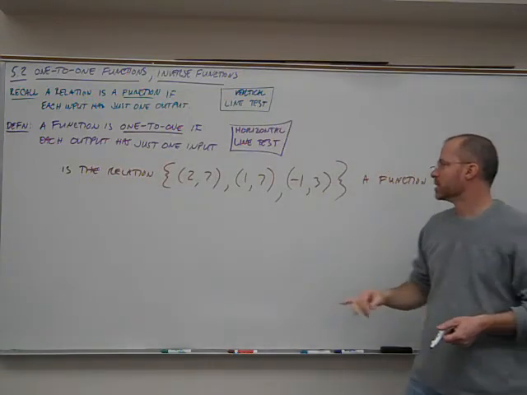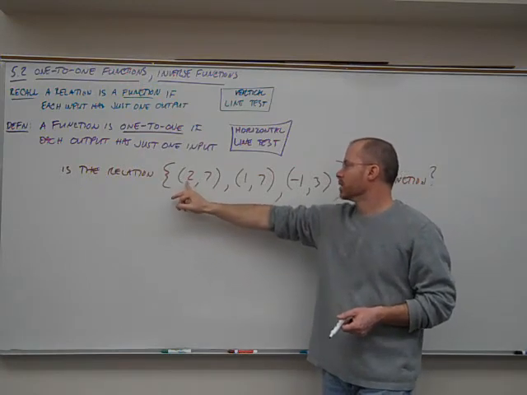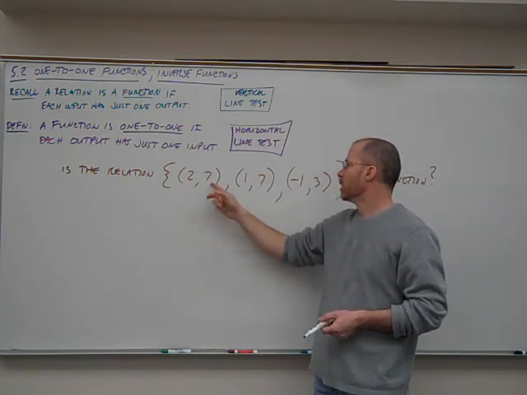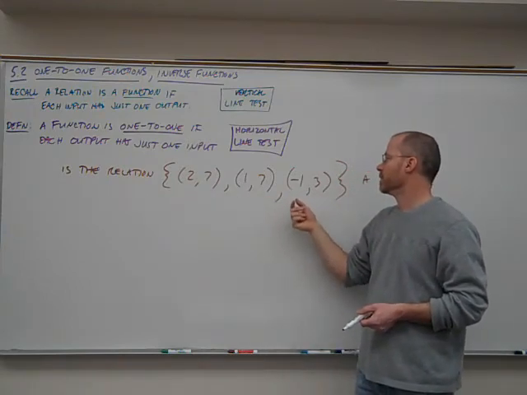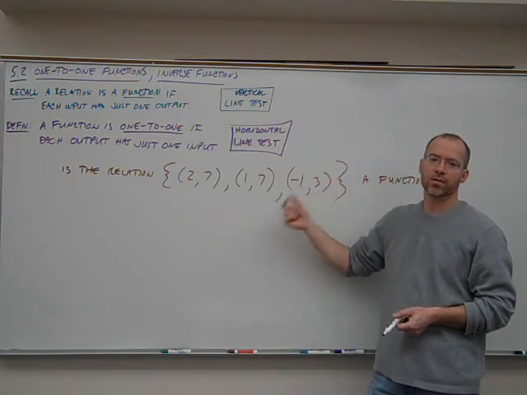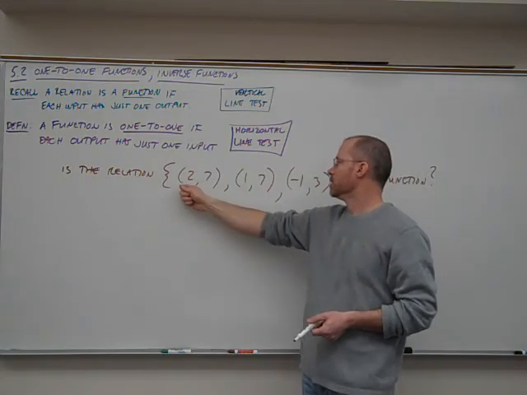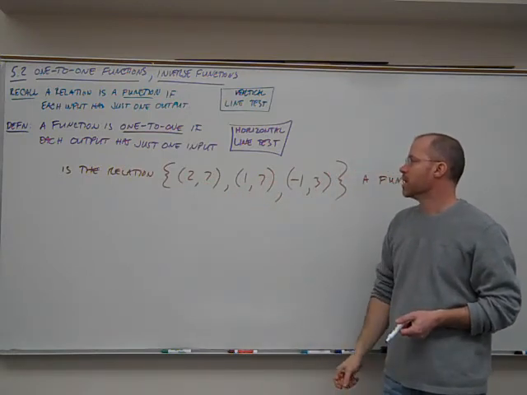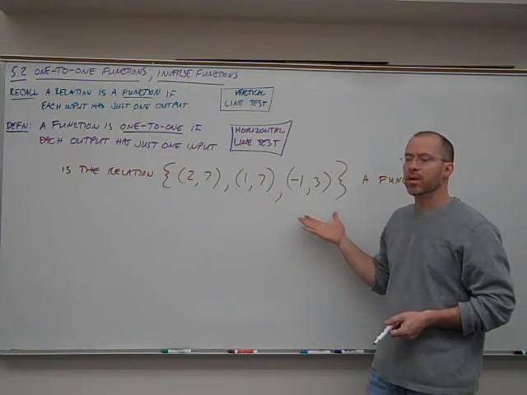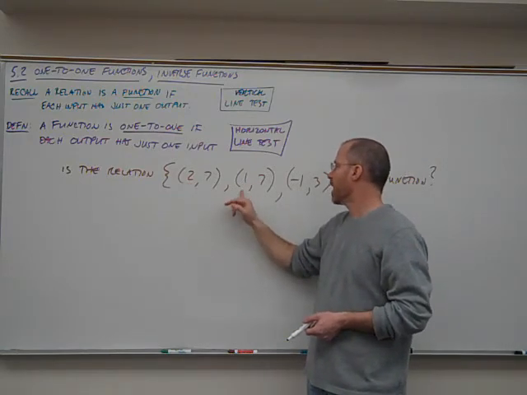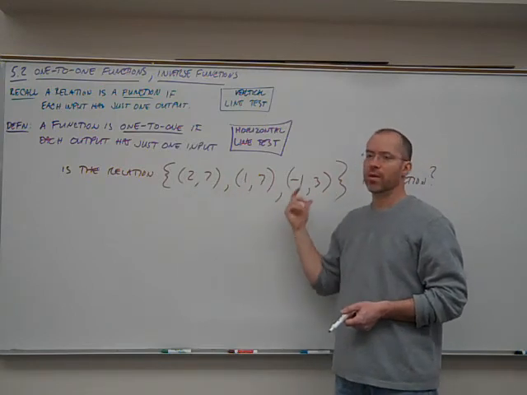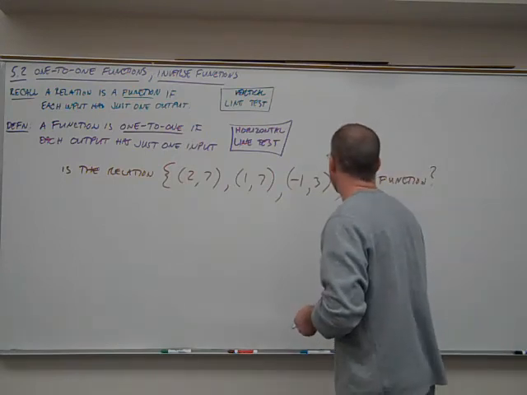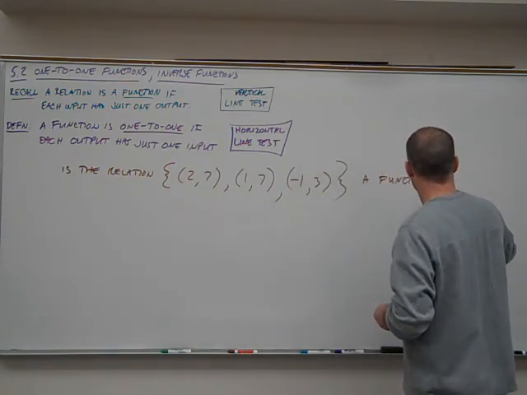And recall, you would look and say, well, what do I have for inputs? 2, 1, and -1, 3 unique inputs. And 2 only goes to 7. I don't have another ordered pair here that says 2 goes to 7 and goes to -7 or 12 or 15. 2 has the unique output 7, 1 has the unique output 7, -1 has the unique output 3. That's a function. And remember, the quick way to see that was just that looking at the x values, they don't have 2 different points or more than 1 point with the same x value. So each x goes to just one value of y. Yes, function.